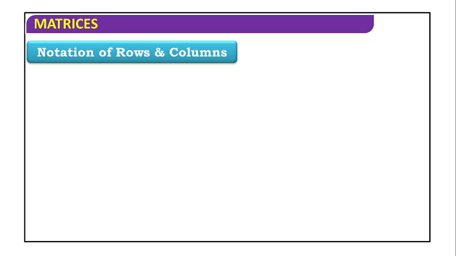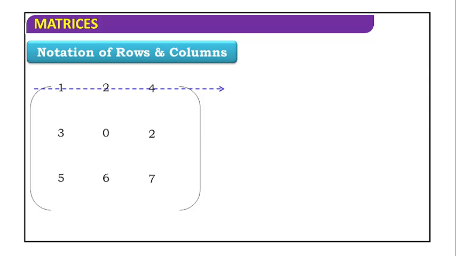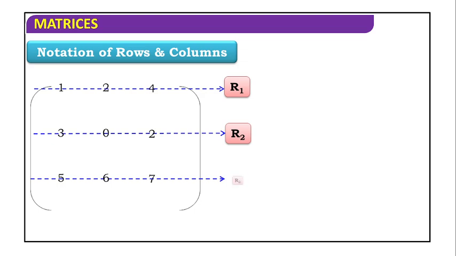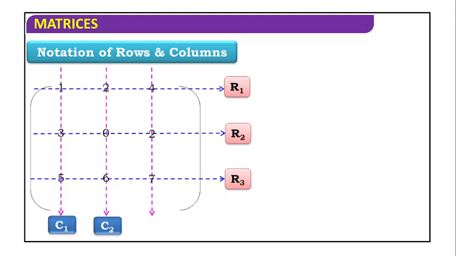Notation of rows and columns. How to denote them? Through an example we can understand. This is the first row and this is the second, this one is the third row: R1, R2, R3, R4. In that way we are representing rows. Now columns: the first column is C1, the second one C2, the third one C3.